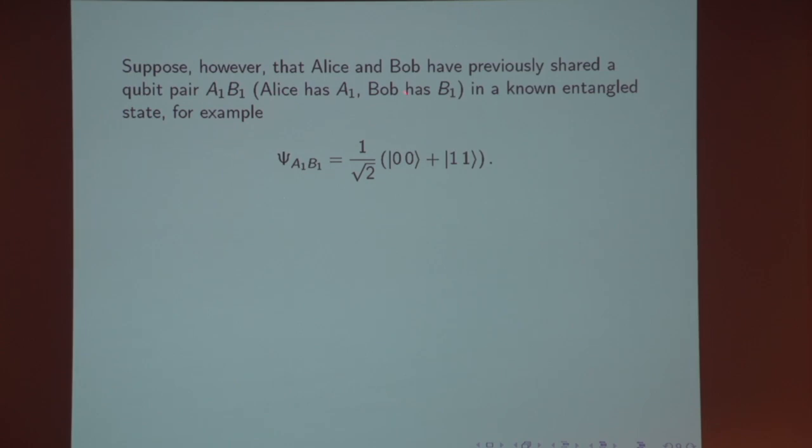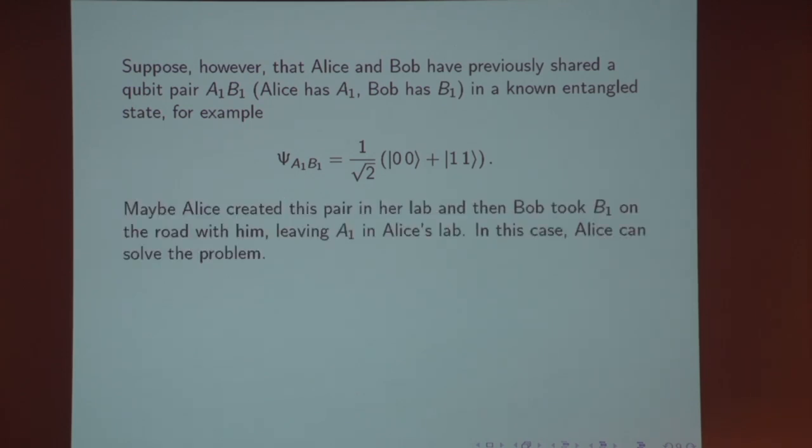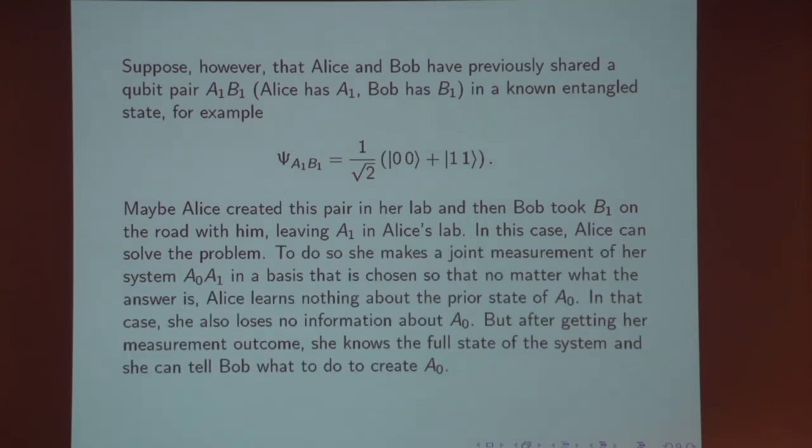However, suppose that Alice and Bob have previously shared a qubit pair in a known entangled state, for example, this one. But it's important they know what the state is. Alice might have created it in her lab, and Bob came to visit and brought it home, keeping the quantum state of B1 carefully undisturbed. In this case, Alice can solve the problem.